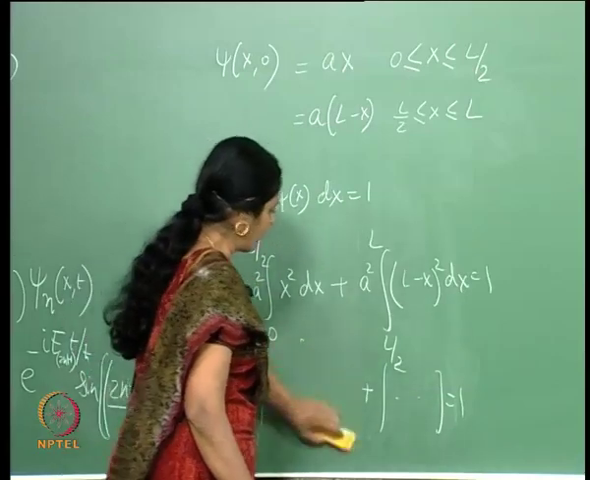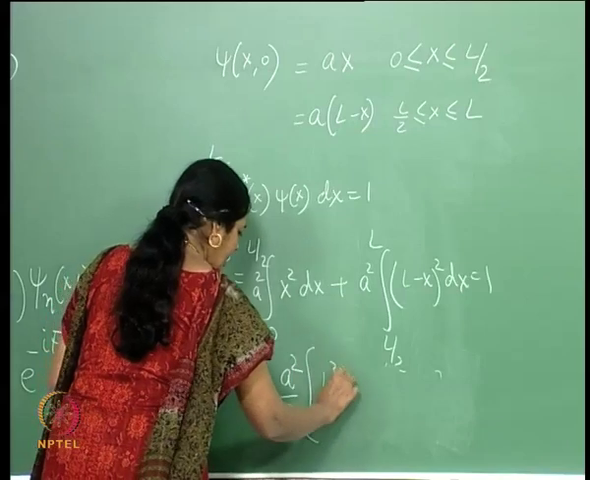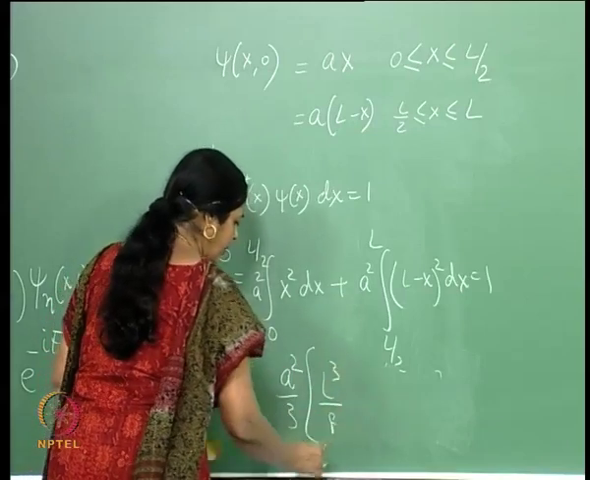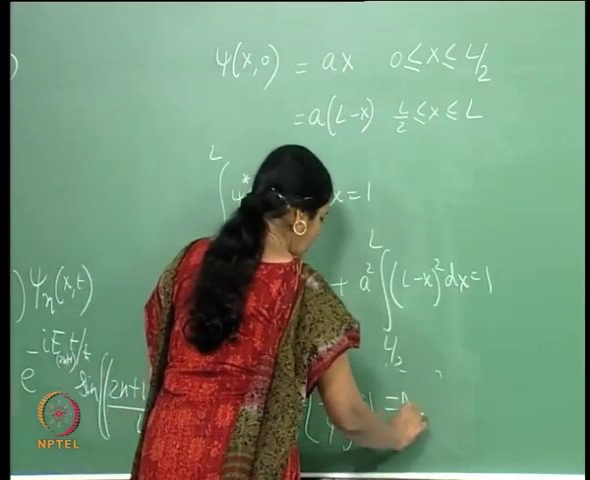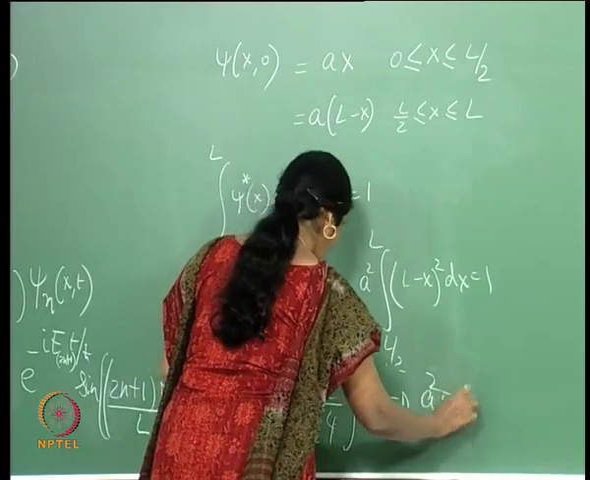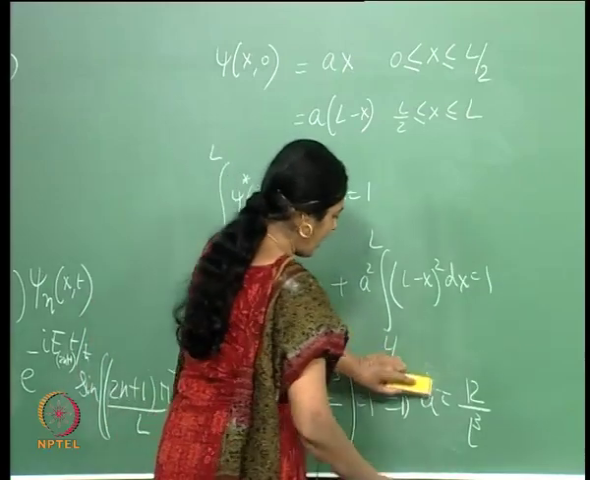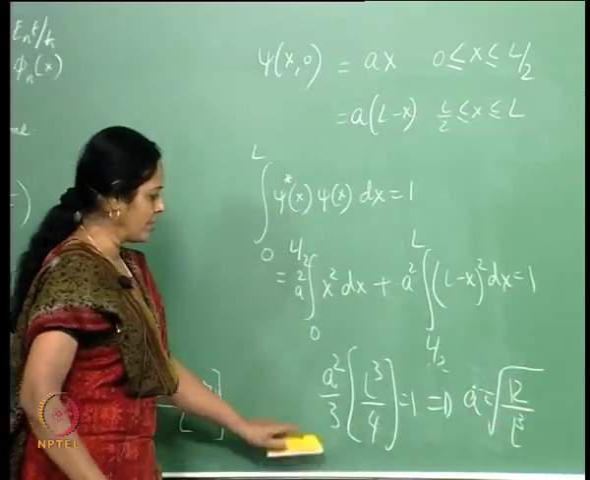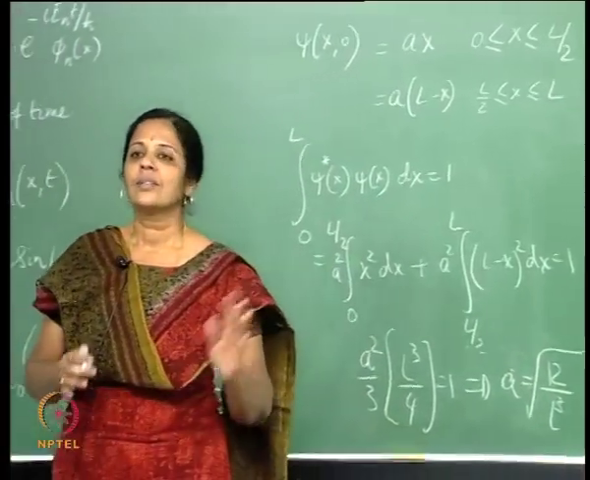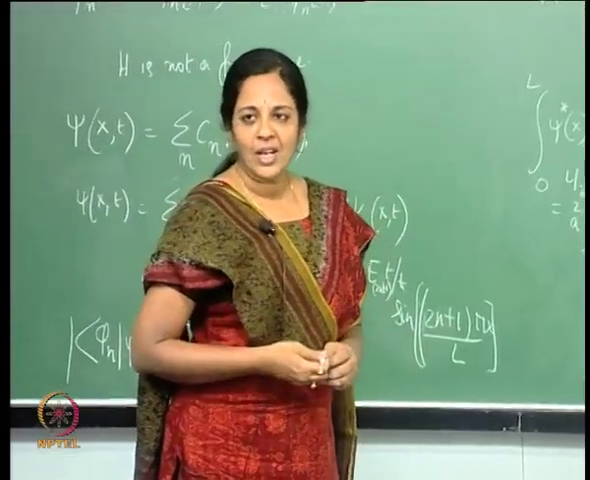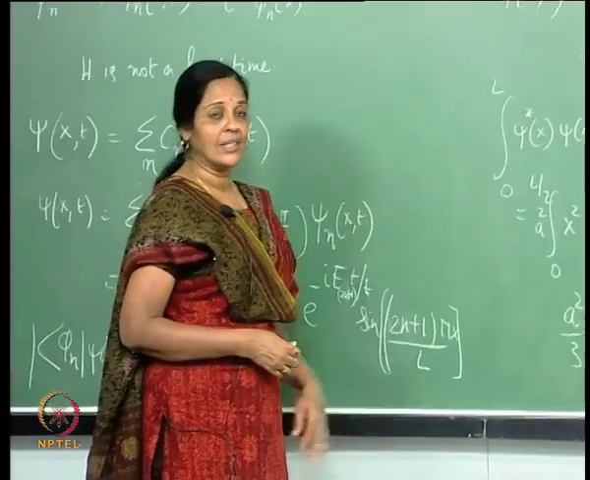A squared by 3 can be pulled out, and I have L cubed by 8 plus L cubed by 8. So, that is L cubed by 4 is 1. In other words, A squared is 12 by L cubed, and therefore, A is root of 12 by L cubed. This is therefore a good wave function, belongs to the class of square integrable functions, and I have fixed A so that integral psi star psi dx is 1.